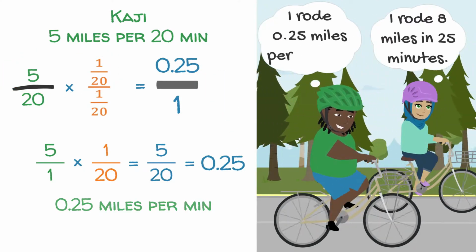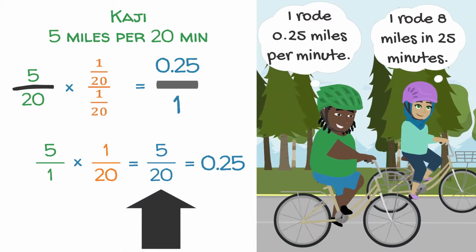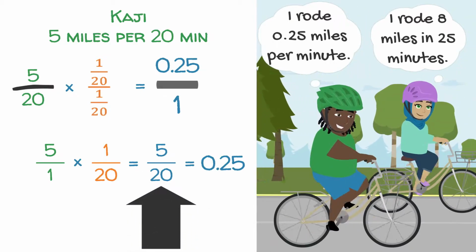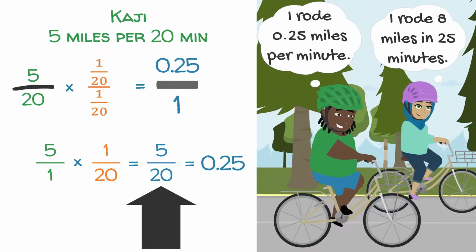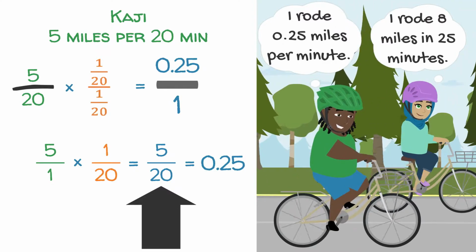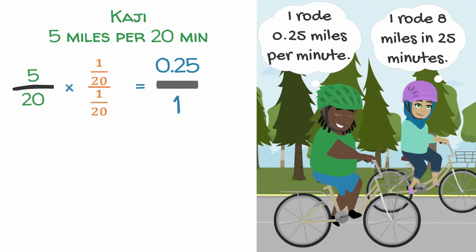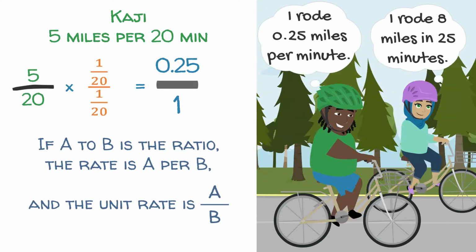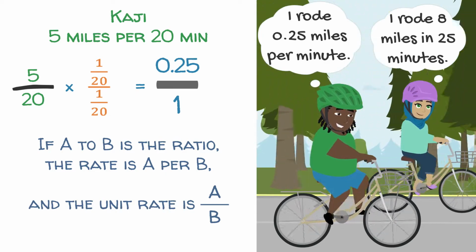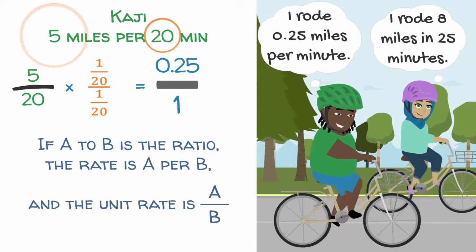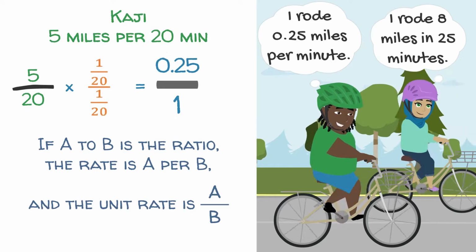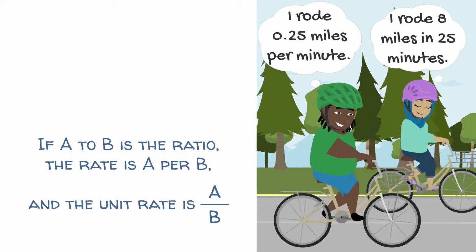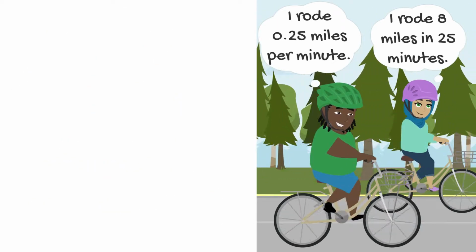Before I begin with Rania, notice the last step I performed. I divided the original numerator of 5 by the original denominator of 20. While all the other steps occur mathematically, the actual result is the same as dividing the first part of the rate by the second. Let's use this knowledge to jump straight to the answer for Rania.